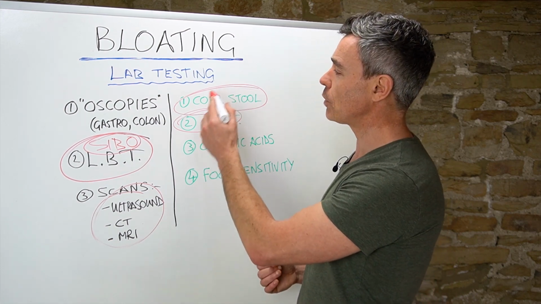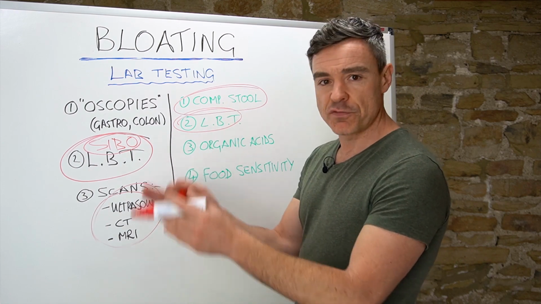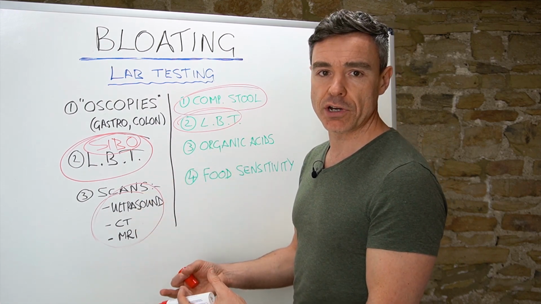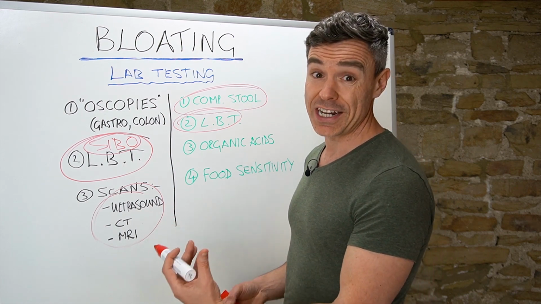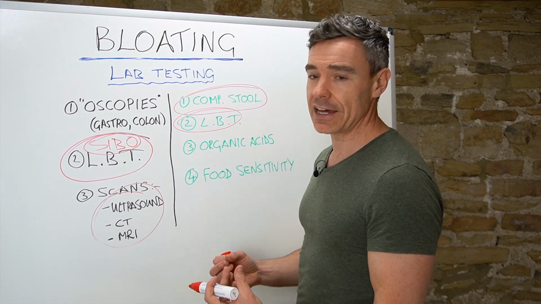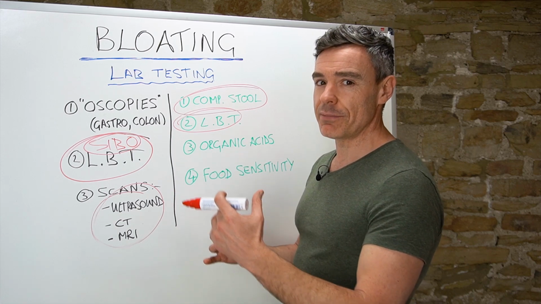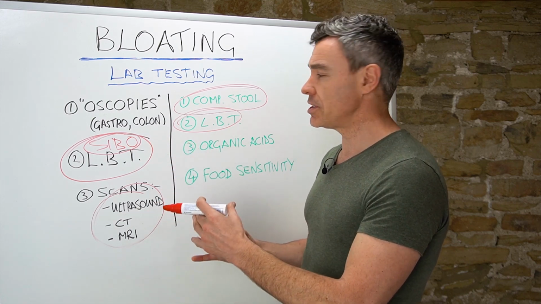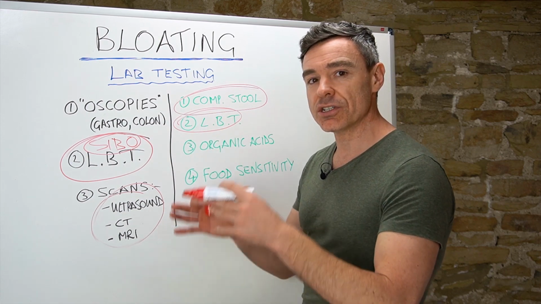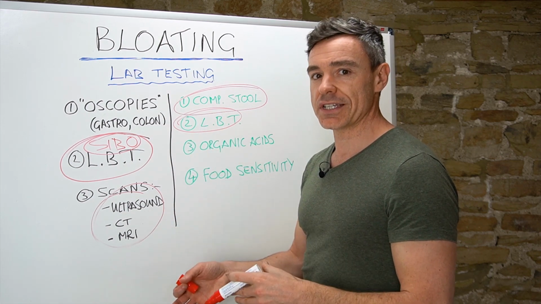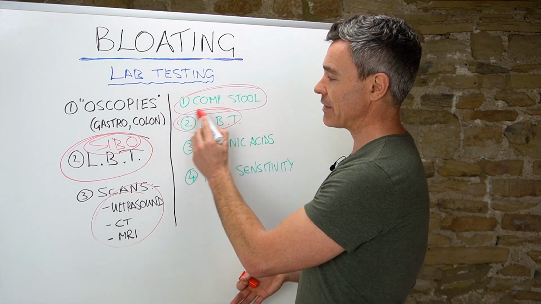Now, interestingly, on the comprehensive stool test, there's a bunch of markers called opportunistic bacteria, and they include things like Bacillus and Klebsiella and Morganella, Streptococcus, things like that. And those bugs, when you see them in high levels, they're often associated with small intestinal bacterial overgrowth, but you can't confirm the small intestinal bacterial overgrowth without the breath test.